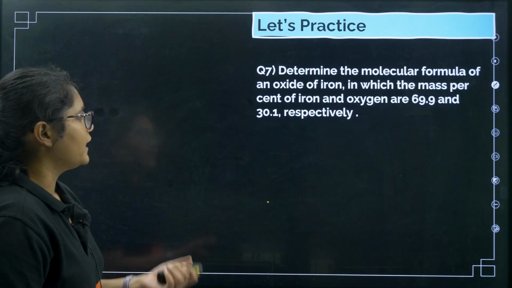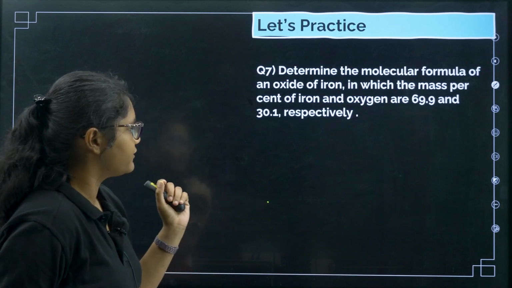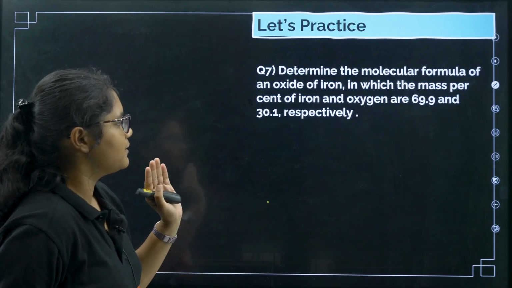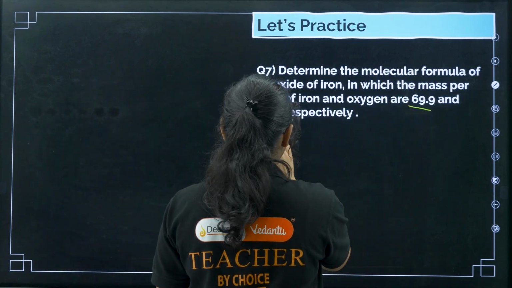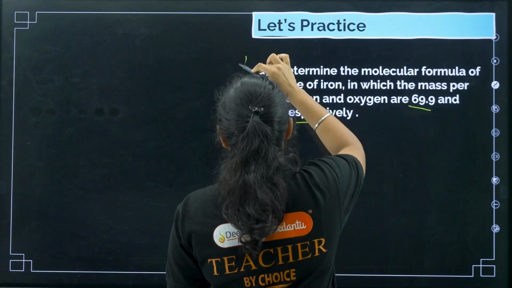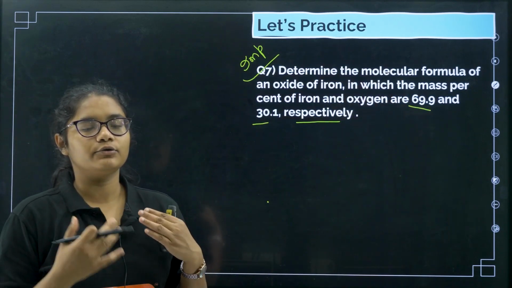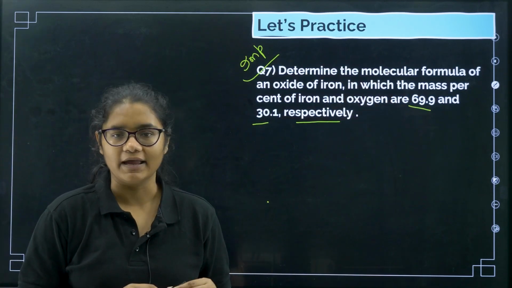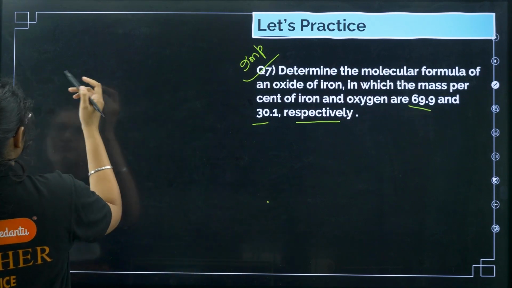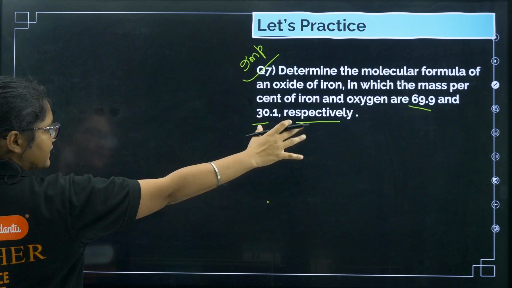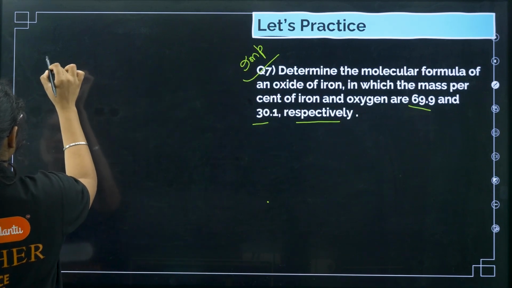Okay. Next, determine the molecular formula of an oxide of iron in which the mass percentage of iron and oxygen are 69.9 and 30.1 respectively. Okay, so these type of questions are important. Here we need to learn the calculation and calculate the empirical formula. Now what is the rule here? First you see, then we'll go to the question. First, whenever percentage is given and empirical formula is asked, you have to follow this. Okay, first you have to make a table.